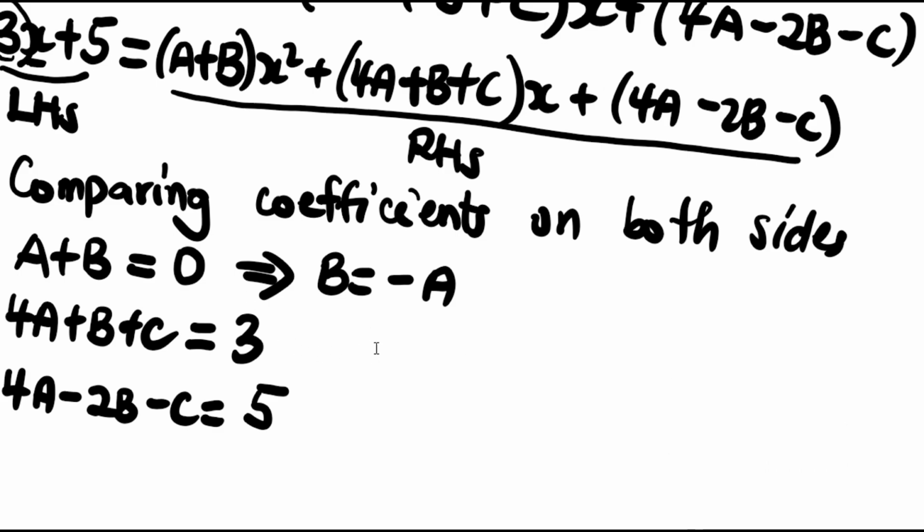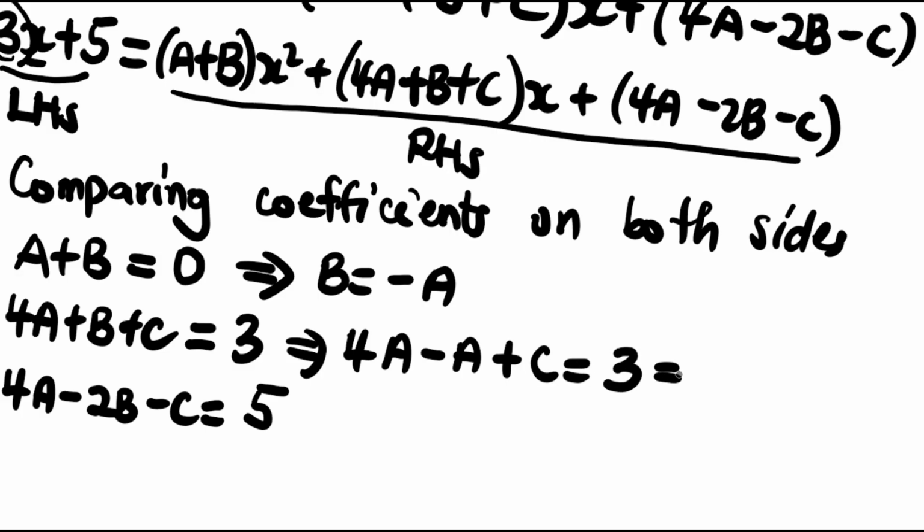So if I put that b value inside here, we have 4a. b is negative a now, so it's negative a plus c equals 3, right? That will give us 3a plus c equals 3. So basically this is what I have over here.